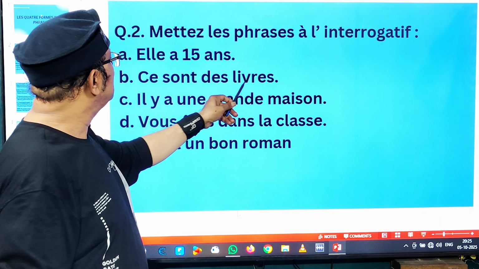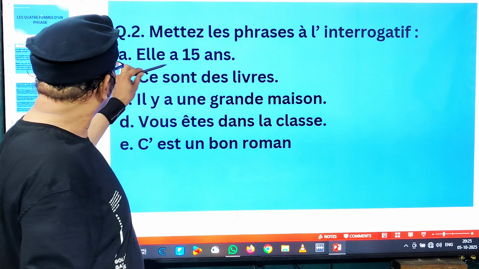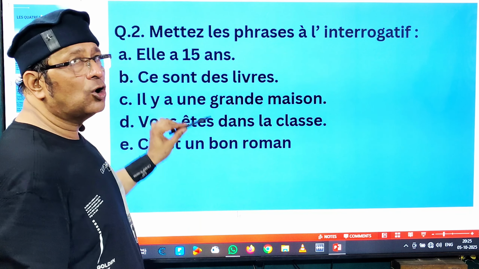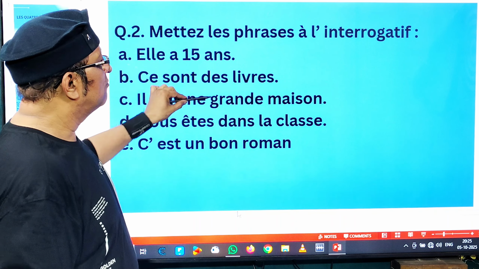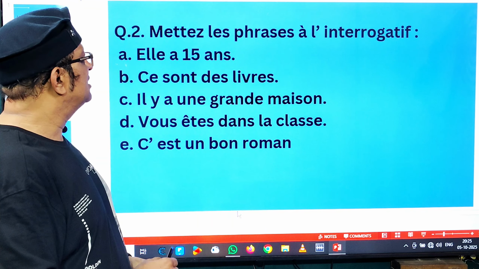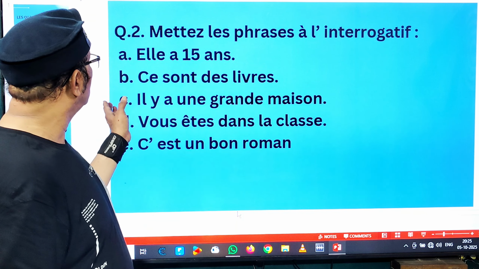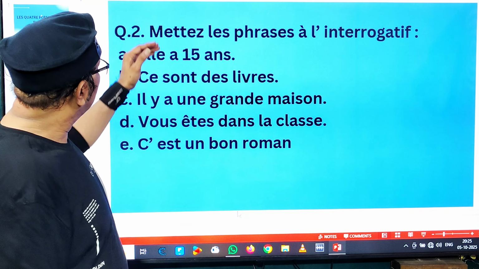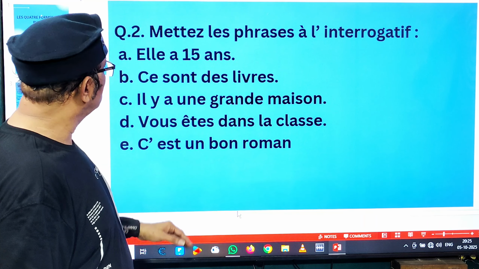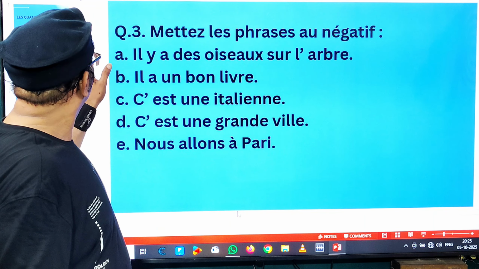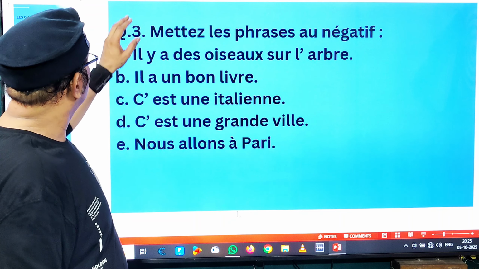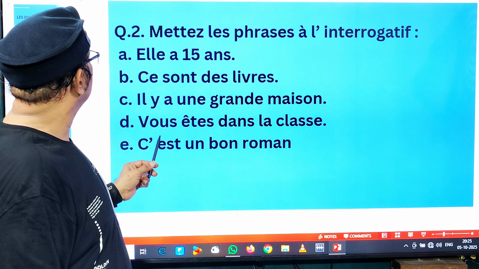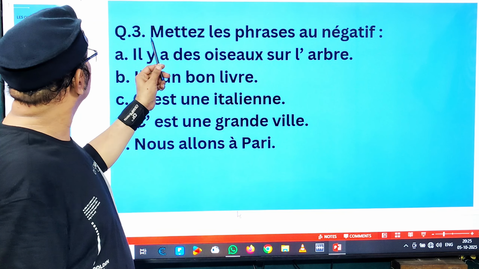Ce sont des livres. While converting this sentence to interrogative form, ce sont, we cannot write sont-ce. We have to add est-ce que, and then the same sentence. Est-ce que ce sont des livres? Like this only, you can find out the answers of the other three sentences also. So this is the exercise. Now I'm going to tell you another one also.